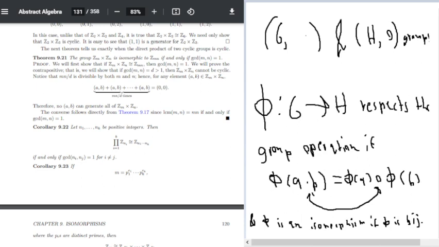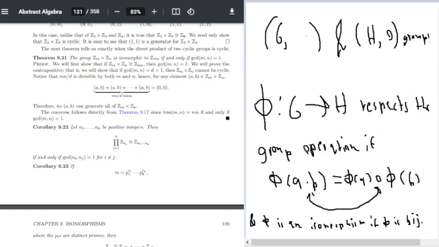Proof. We will first show that if Z mod m times Z mod n is isomorphic to Z mod mn, then the greatest common divisor of m and n equals 1. We will prove the contrapositive. That is, we will show that if the GCD of m and n is equal to d greater than 1, then Z mod m times Z mod n cannot be cyclic. Notice that mn over d is divisible by both m and n. Hence, for any element (a, b) in Z mod m times Z mod n, (a, b) plus (a, b) plus on and on, mn over d times, is equal to (0, 0). Therefore, no (a, b) can generate all of Z mod m times Z mod n.